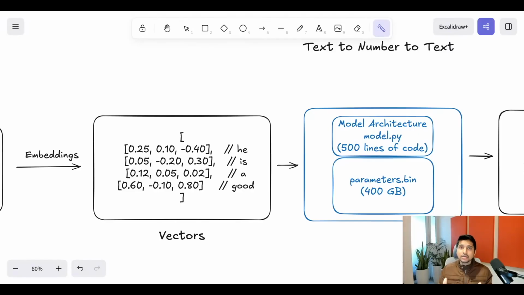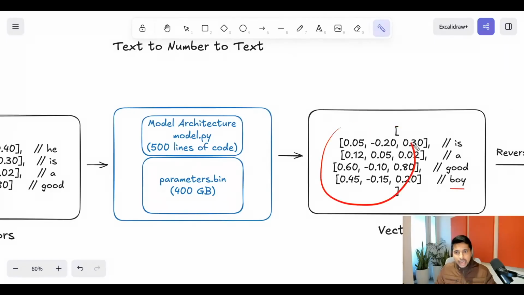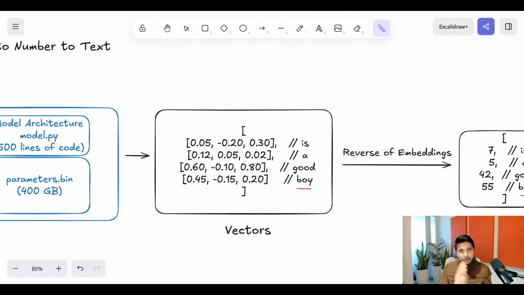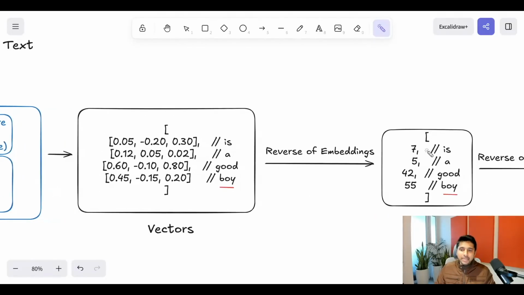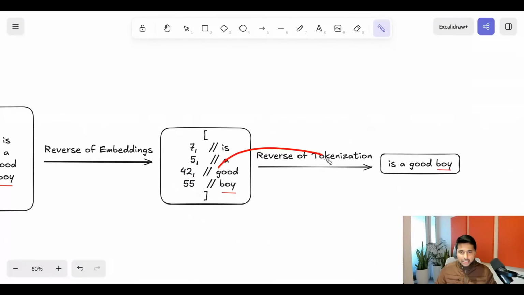The model understands numbers; it doesn't understand text format. So we need to map the text into numbers. And the model will output, once again, numbers in vector format. Now the reverse of the embedding is done, and we have something like this. In the mapping file we have written that 55 means boy, 42 means good. Then the reverse of the tokenization is done, and we get "is a good boy". This is how the large language model works internally.